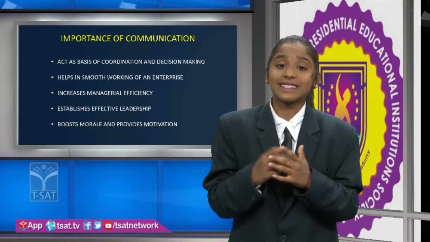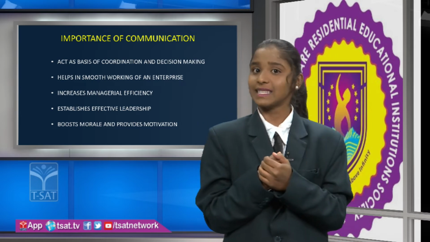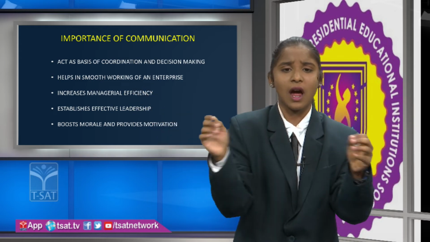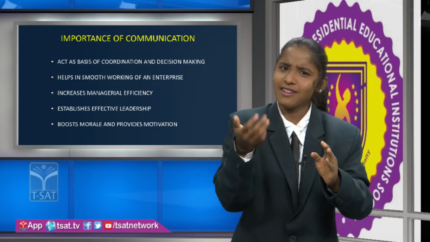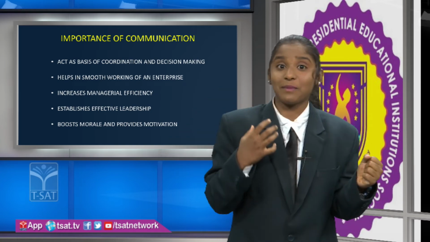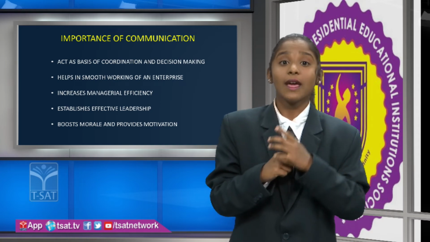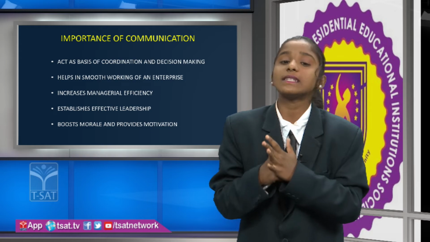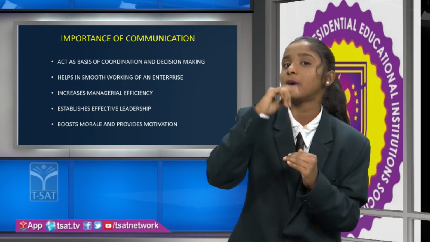Next, boost morale and provide motivation. See here, boost morale and provide motivation means, for example, I don't know how to run. All the crowd are in front of me. My friends are encouraging me, Pallavi, go, run. It means I am getting a boost in my body. By that motivation, I got a boost in my body. So I got first prize in that running competition. It means the importance of communication teaches me that it boosts morale and provides motivation to us. By this we can be in the number 1 position.